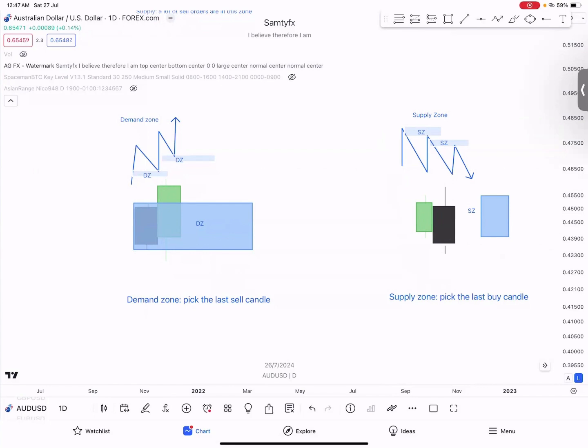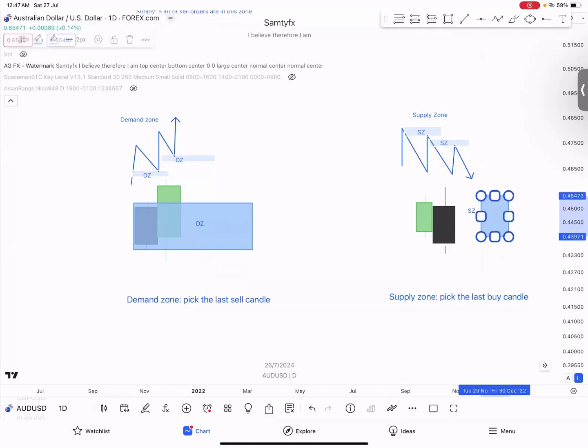Meanwhile, there are attempts where people try to minimize, they try to reduce the size of the zone. Do you understand? And we will get there. We are actually going to get there. But now, just understand perfectly what I am teaching you. For demand zone, mark the last bearish candle.